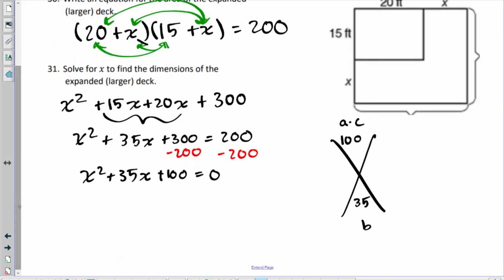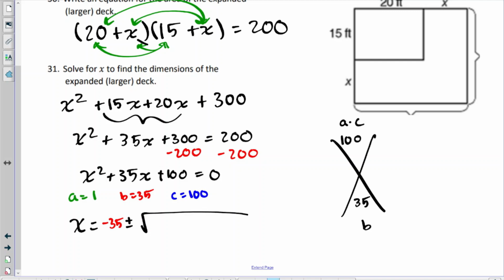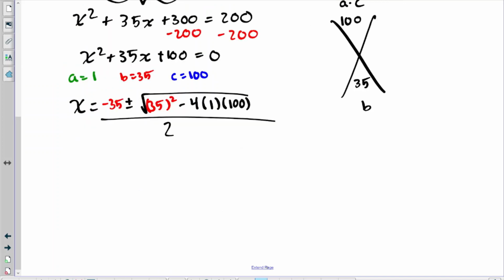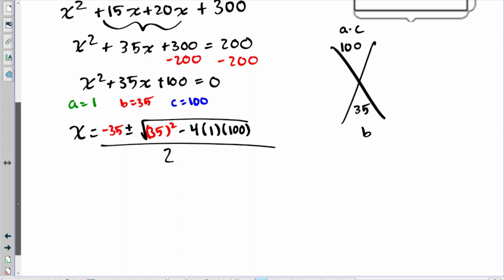Let's just use the quadratic formula. So A is 1, my leading coefficient. B is 35. And C is 100. And so for the quadratic formula, x equals negative 35 plus or minus the square root of 35 squared. Whoa, that's big. Minus 4 times 1 times 100. Yeah, I feel like this is not going to be a nice number, but let's see. All over 2. Okay. Another way to do this is to graph it and find the minimum, or the x-intercept.